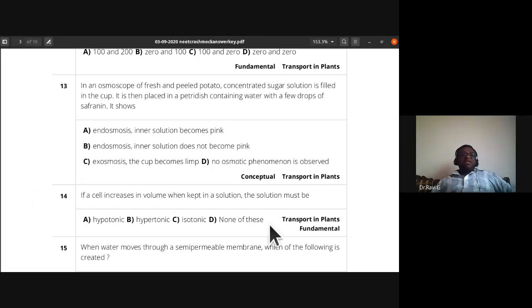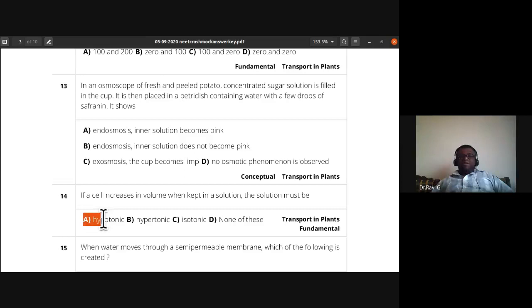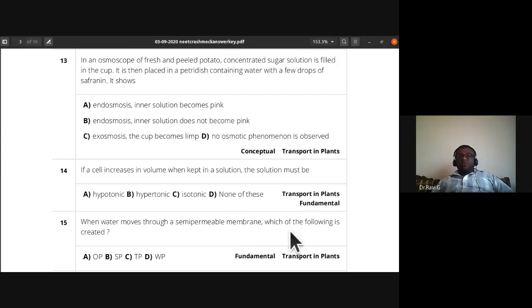14th, if a cell increases in volume when kept in a solution, the solution must be, is it hypotonic? Hypotonic. Very true. The solution should be hypotonic. Only then the water can enter inside the cell. So hypotonic is the answer. A is the answer.